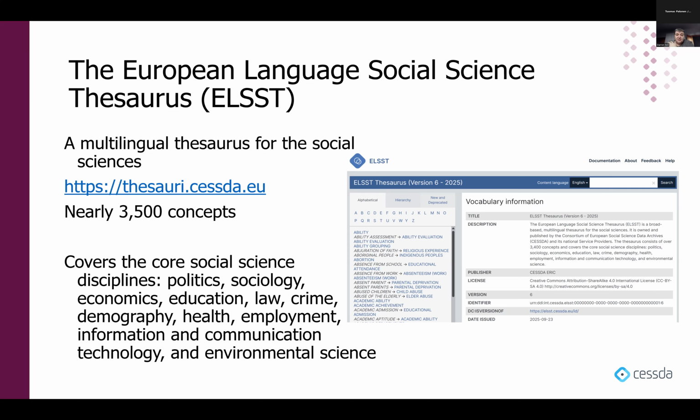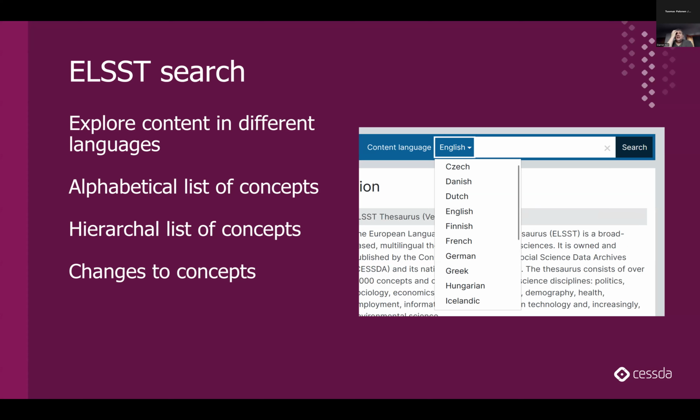So ELST itself, as you can see here, it covers a lot of core social science disciplines, and it currently has, I think, 16 languages in there. We recently added, I think 2 years ago now, we added Hungarian and Icelandic. And we do want to expand that over the next couple of years to other languages. Italian is a possible candidate.